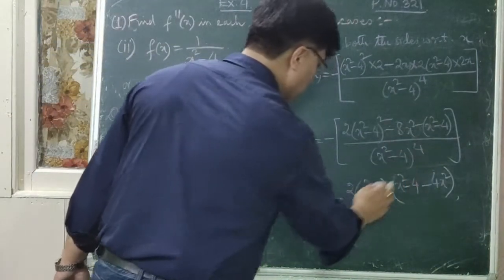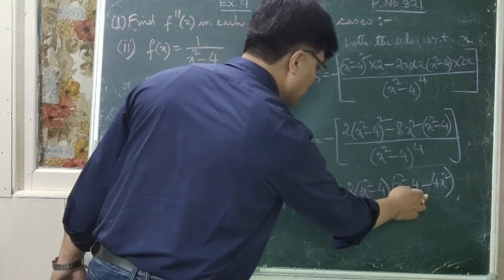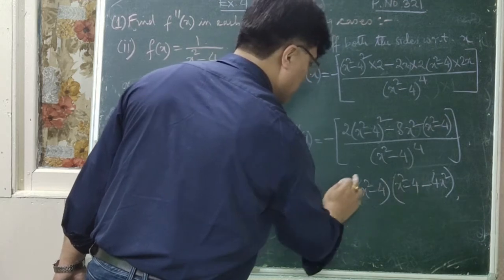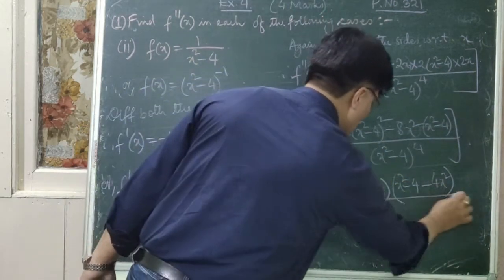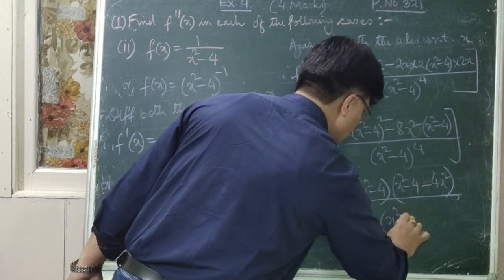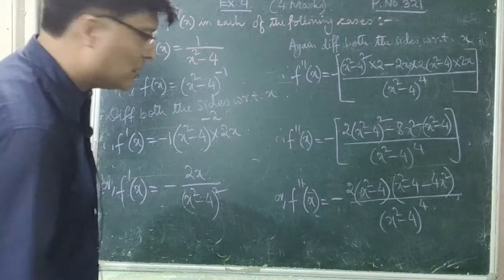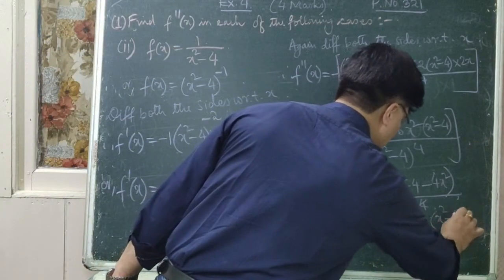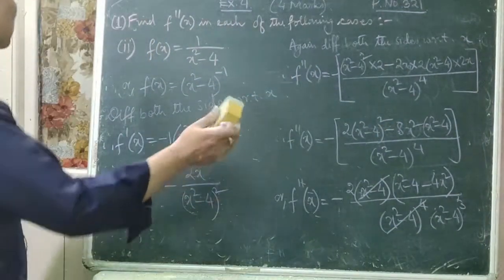So x square minus 4 is taken common here. 2 is also taken common. So it is x square minus 4 minus, this is minus sign, then 2 fours are 8, then x square. This x square minus 4 is taken common. So whole divided by x square minus 4 whole to the power 4. Is that clear? So here you can cancel these two terms, x square minus 4 whole cube. So write down the remaining terms now. What are the remaining terms here?